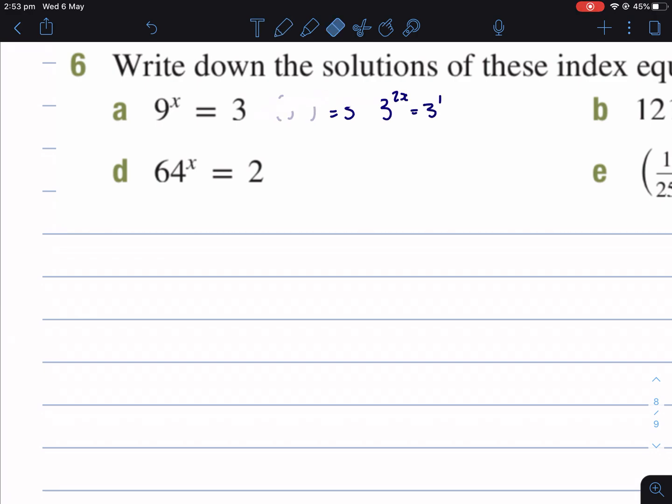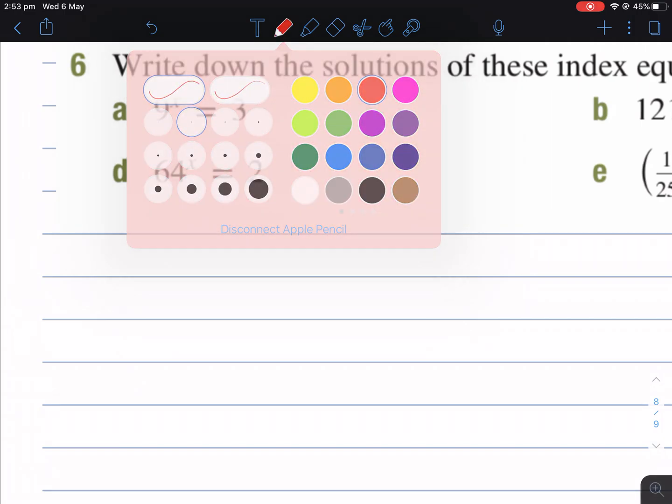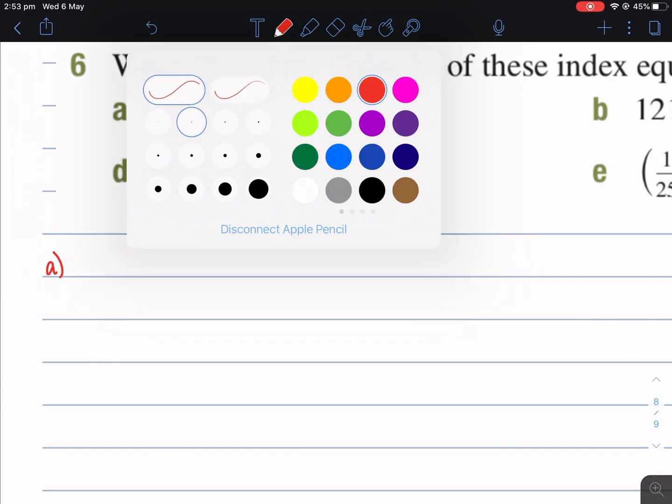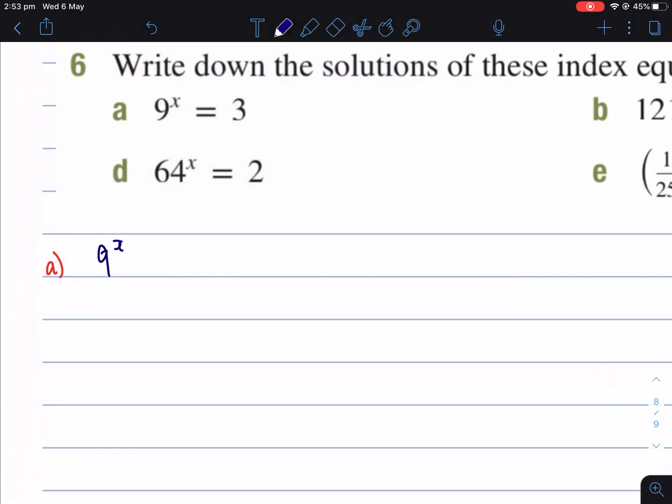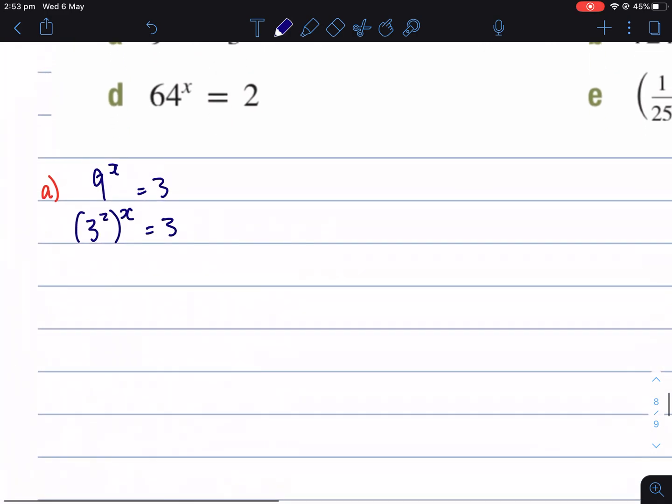Actually, I'm going to write my working out down below. So I've got 9 to the x equals 3, which means I've got 3 squared to the x equals 3. So I've got 3 to the 2 times x, 2x, equals 3 to the 1. So 2x equals 1. So x equals 1 on 2.